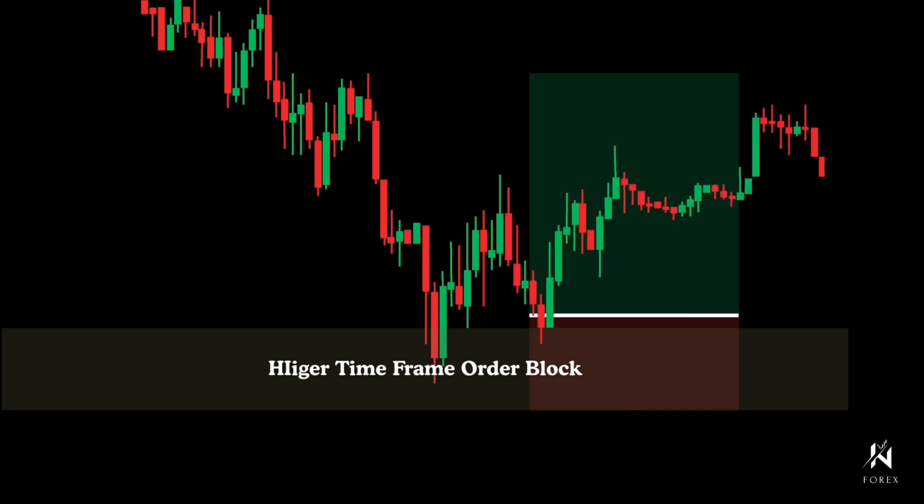Keep in mind, these setups aren't tied to any specific time frame or currency pair. You still need to backtest and figure out which pairs respond best to this strategy.